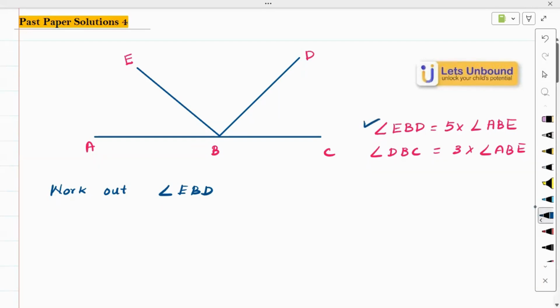EBD angle equals 5 times angle ABE. DBC angle is 3 times ABE angle. Now we have to work out the size of EBD. Let's get started. First, let's interpret the clue.